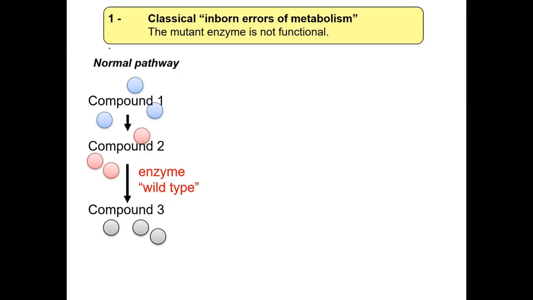So let's see what happens. In the first scenario, we have an alteration in the activity of the enzyme. So the enzyme is not functional anymore. Here we have a pathway, so we go from compound 1 to compound 2, and then to compound 3. And we have the enzyme which is able to catalyze the conversion of compound 2 to compound 3. And we call this enzyme the wild type enzyme because the sequence is correct. So there's no mutation. The enzyme is working fine.